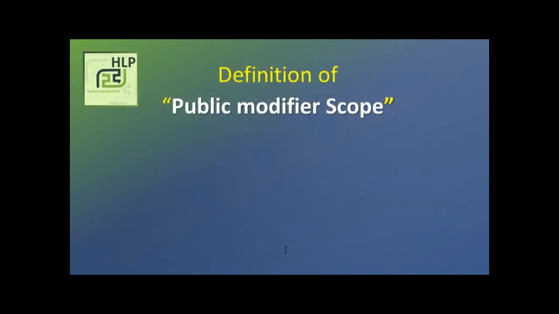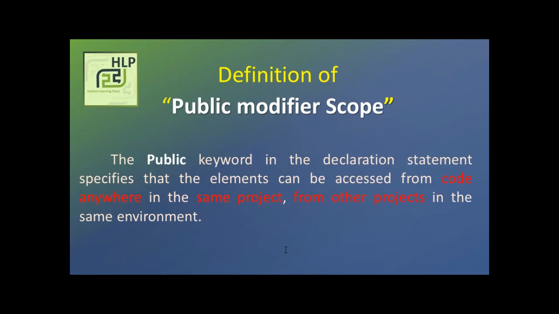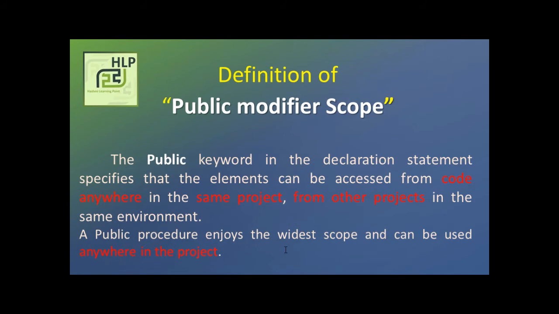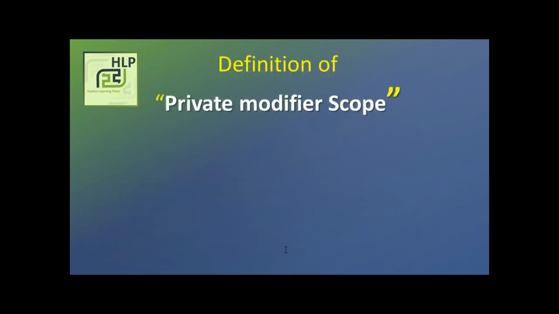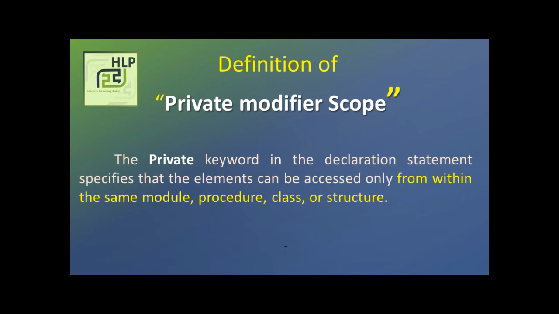Number one, the definition of Public modifier scope. The Public keyword in the declaration statement specifies that the elements can be accessed from code anywhere in the same project, from other projects in the same environment, and a Public procedure enjoys the widest scope and can be used anywhere in the project.